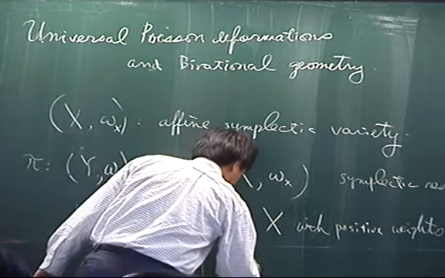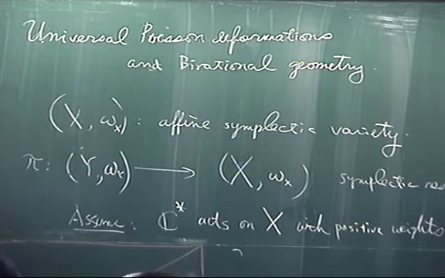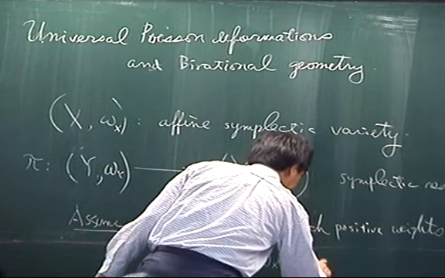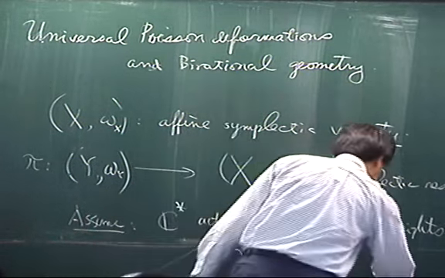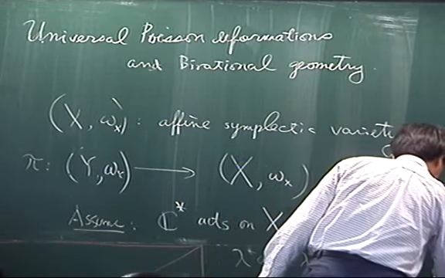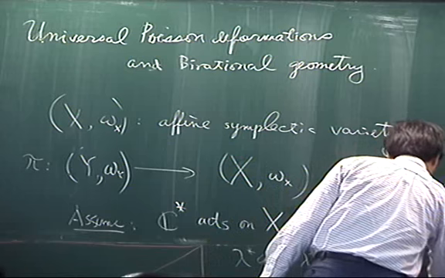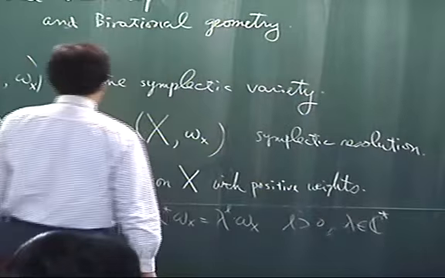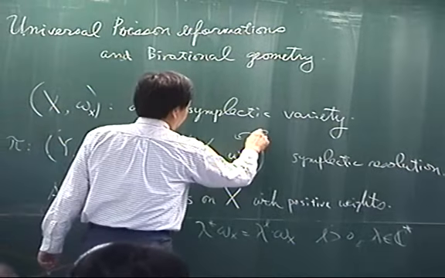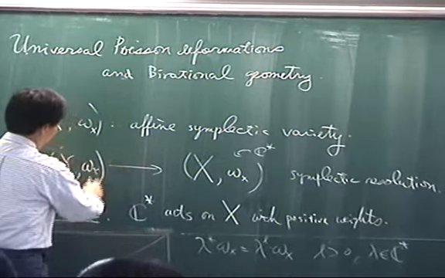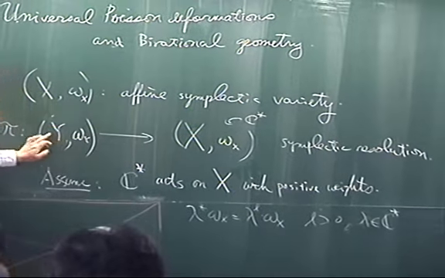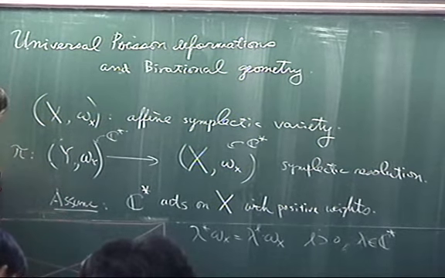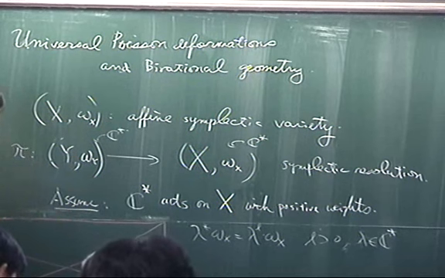So lambda star omega is just some weight times omega. Then this C-star action naturally extends. One can prove that this C-star action extends to an action on Y. And we have a good situation as in the previous talk.